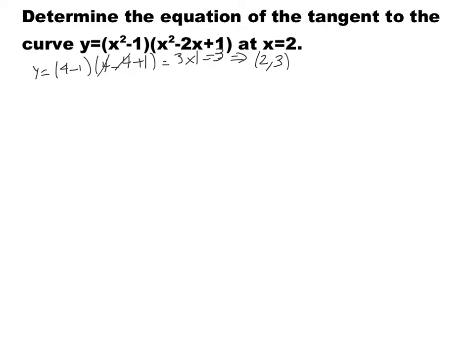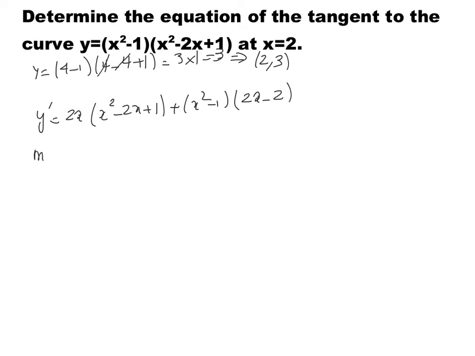Now, to find the equation of the tangent, I need the slope. To find the slope, I need the derivative. So I'm going to say y prime is the derivative of x squared minus 1, which is 2x, times x squared minus 2x plus 1, plus x squared minus 1 times the derivative of x squared minus 2x plus 1, which is 2x minus 2. Now, to find the slope, I just need to evaluate at x equal to 2. I don't need to expand it anymore.